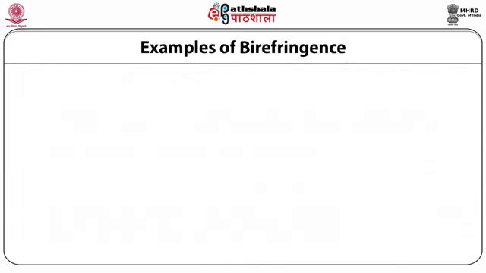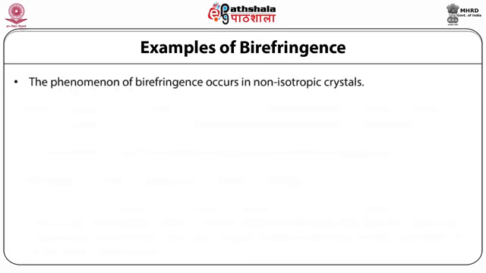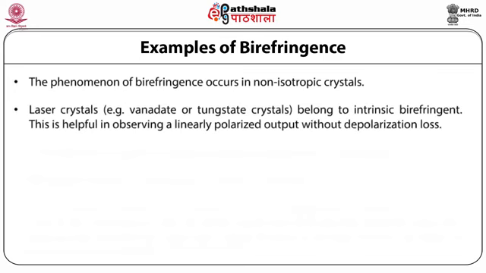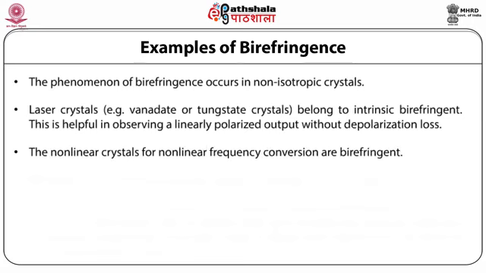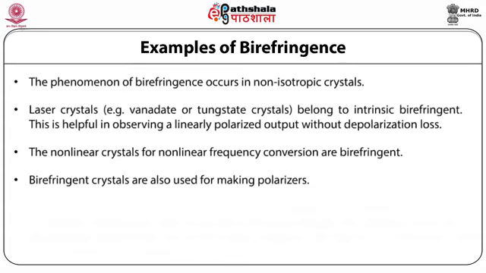Examples of birefringence. The phenomenon of birefringence occurs in non-isotropic crystals. Below are few examples. Laser crystals, including vanadate or tungstate crystals, belong to intrinsic birefringent. This is useful in obtaining a linearly polarized output without depolarization loss. The nonlinear crystals for nonlinear frequency conversion are birefringent. Birefringent crystals are also used for making polarizers.